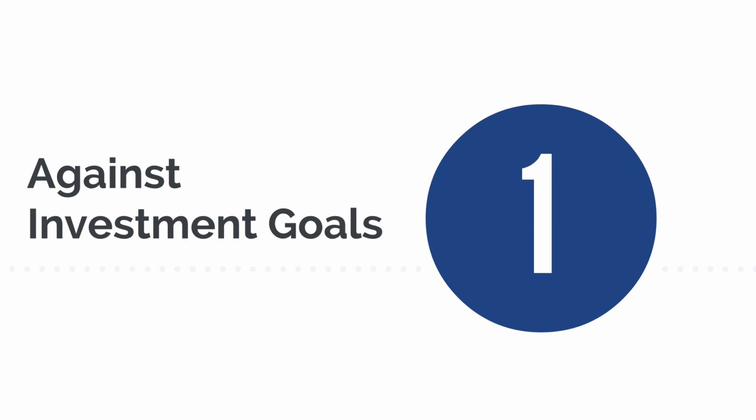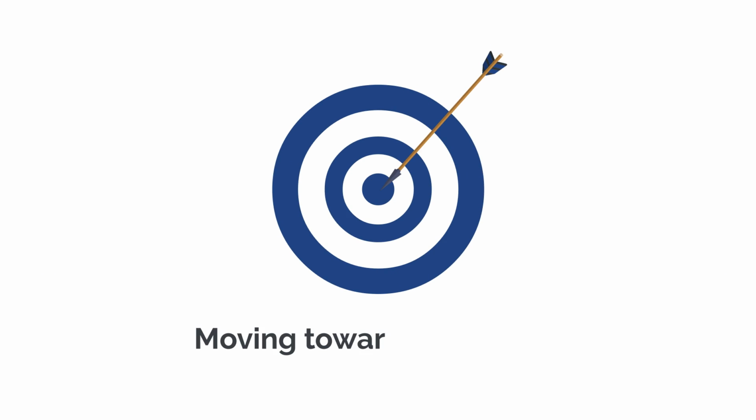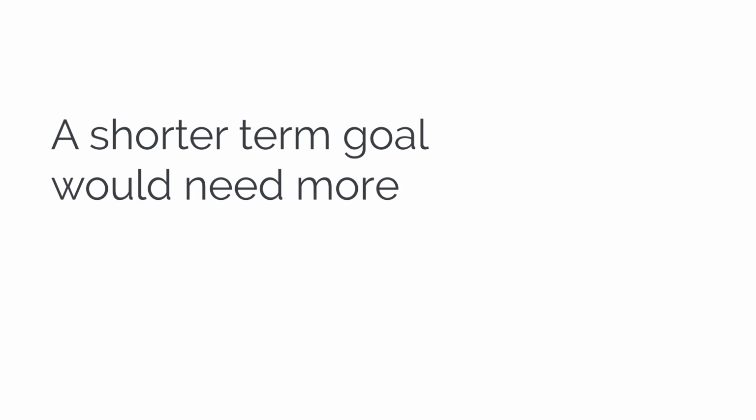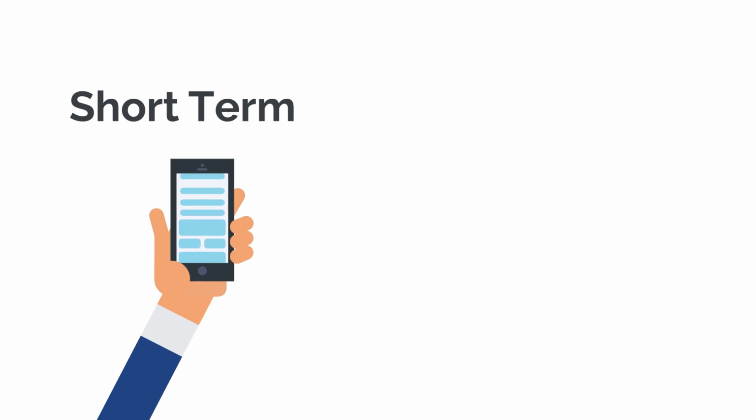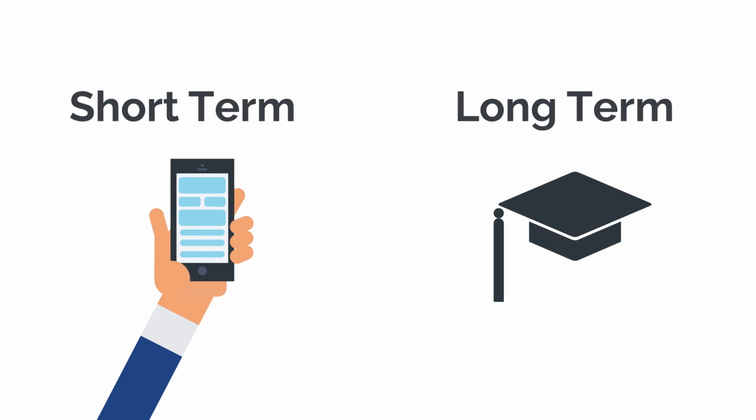Number 1. Against investment goals. The easiest method is to see whether the fund is moving towards your goal or not. A shorter term goal would need more monitoring than the long term goal. For example, monitor your fund returns more closely for a short term goal like buying a phone in 6 months than a longer term goal like a child's education.